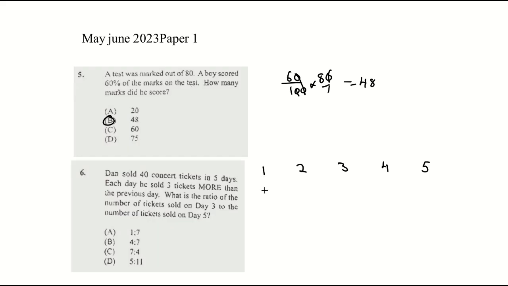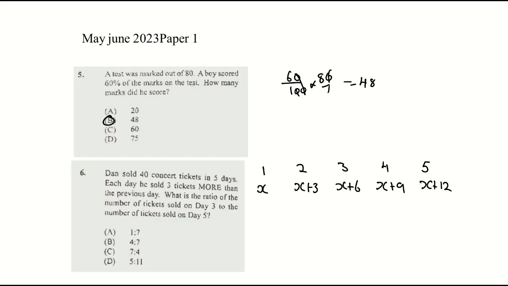Alright, they said each day he sold 3 more than the previous day. So let's say on day 1, he sold X, because we don't know how much he sold initially, right? So X. We know the second day would be X plus 3, because again, he sold 3 more. The next day would be X plus 6. Then this one would be X plus 6 plus 3, which is X plus 9. Then this would be X plus 12. Do you understand that?